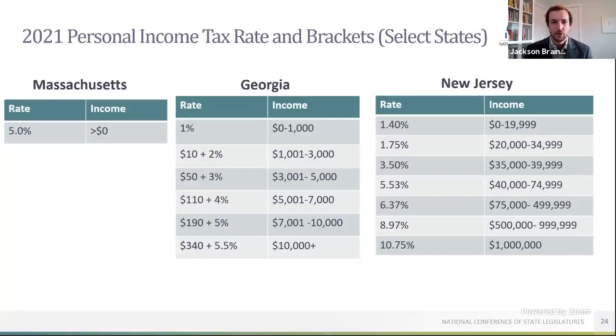And then you look at New Jersey, which has a much higher marginal rate of 10.75%, but it applies only to income over $1 million. So if you're making $75,000 or less, the rates are actually lower in New Jersey.